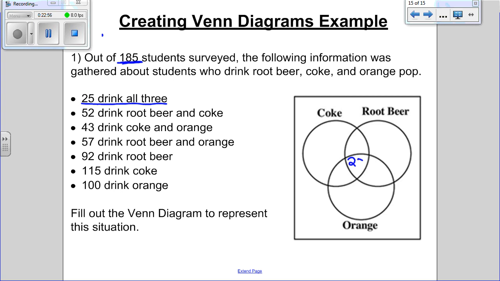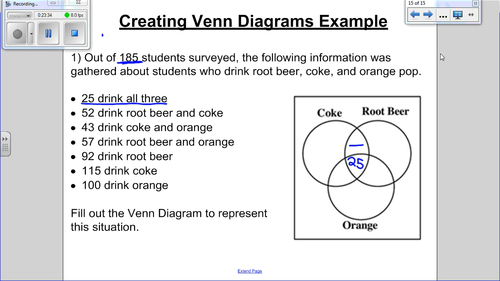The next bullet says 52 drink root beer and Coke. That's useful information, but we don't know where that goes, because 52 drink root beer and Coke covers whatever number is going to go here, plus whatever number goes there, plus whatever number goes there. I'm lying to you. I said or. It says and. So it doesn't cover that. It covers whatever number goes there, where I left the line, or there.